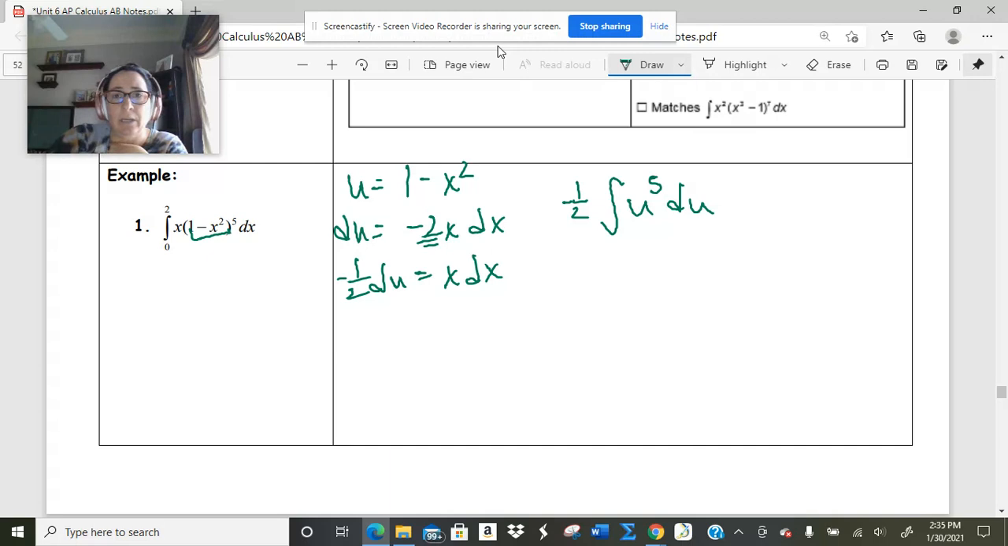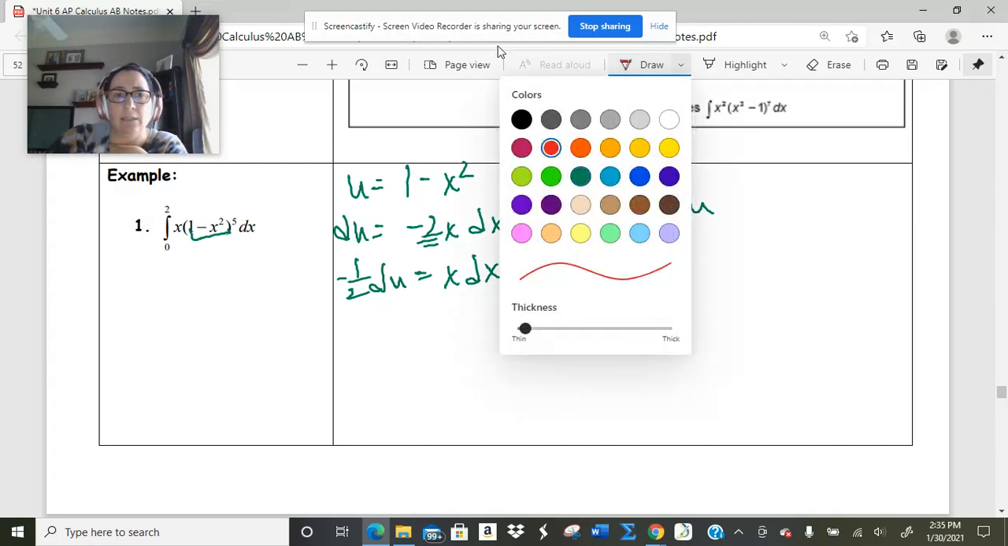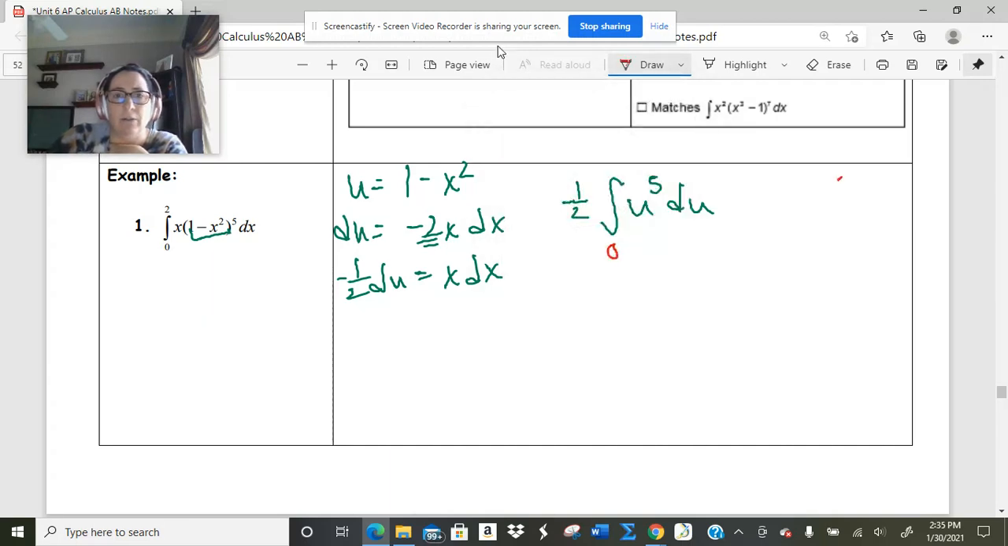Now here is where you cannot put 0 and 2. Those are bad now. These were from x's. We are not in x's anymore. So we have to now go find the u bounds. So my u, I need to go plug in the 0 for the x and the 2 for the x and get out my u bounds now.